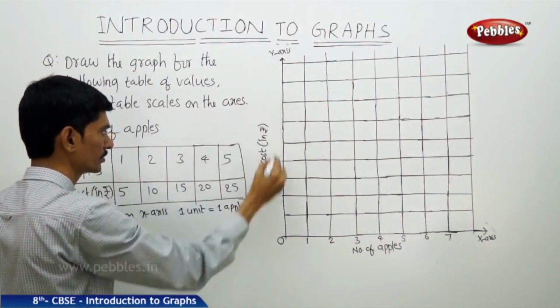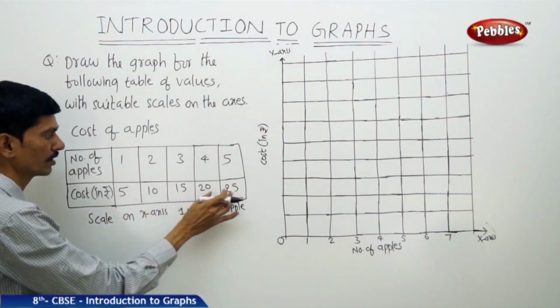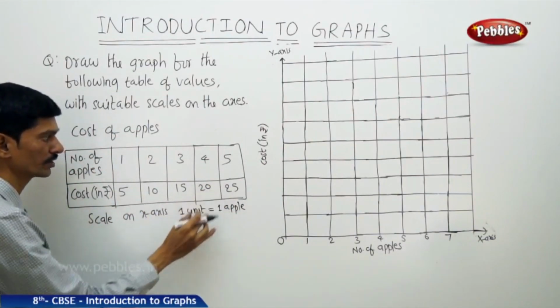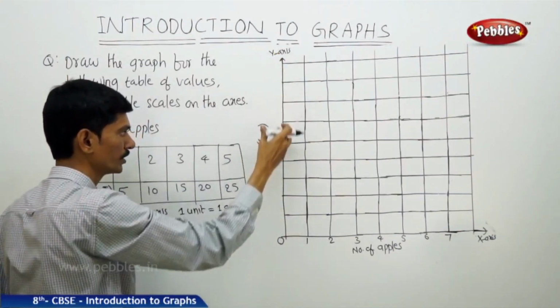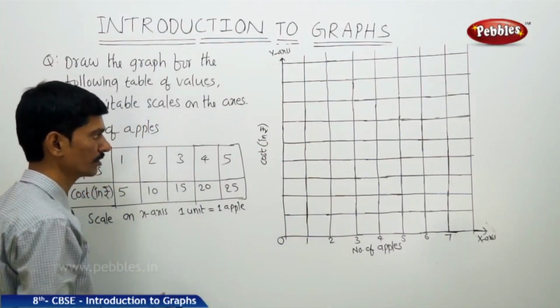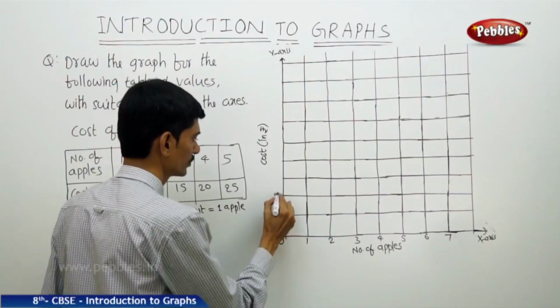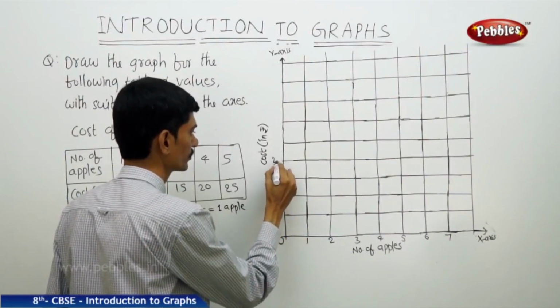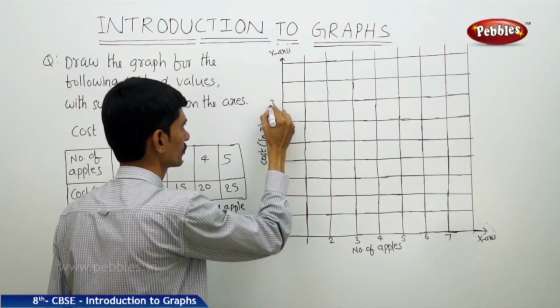Then on the y-axis we will take the multiples of 5. Because 5, 10, 15 up to 25, so the largest number is 25. If you take 1, 2, 3, 4 up to 25, the graph sheet is not sufficient for us, so we will take the multiples of 5: 5, 10, 15, 20, 25, 30, 35.